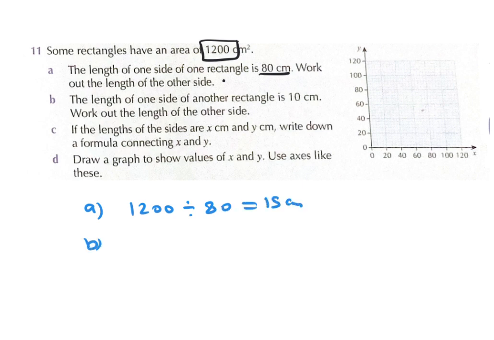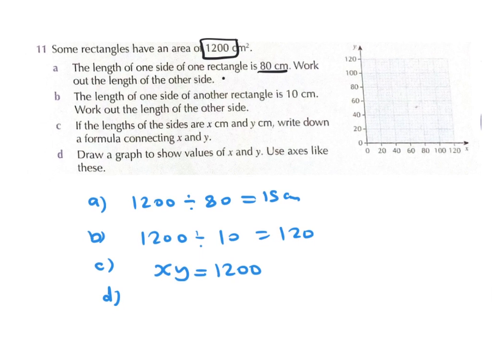Now for B, the length of one side of another rectangle is 10. Yes, so 1,200 divided by 10 equals 120. Now for C, if the lengths of the sides are x centimeters and y centimeters, write down a formula. x times y equals 1,200. Good job, good job.